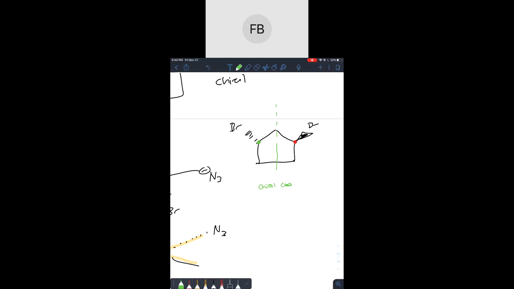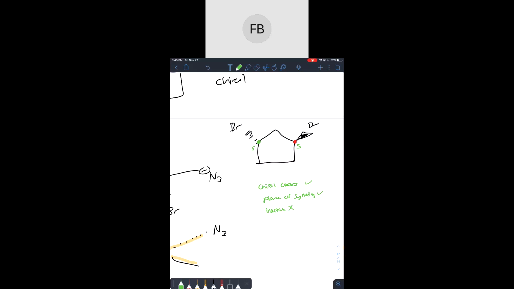Let me look. Okay, so no, they're both S. That's what I got. So that wouldn't be meso, because, is it optically inactive? No. It's optically active because it has only S's.